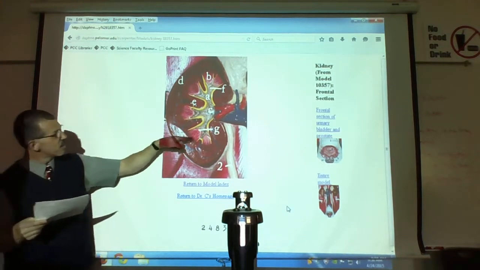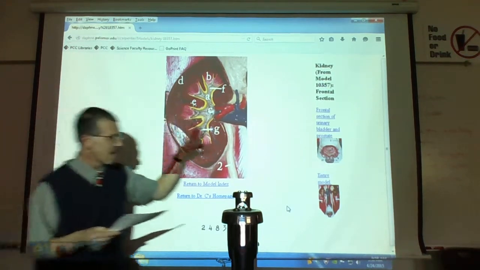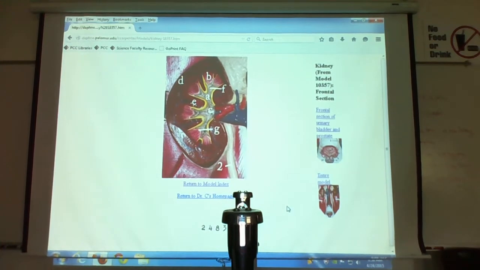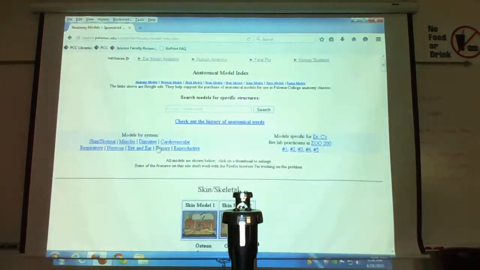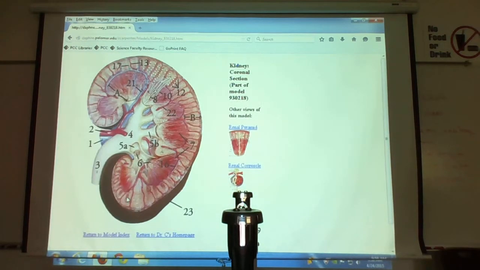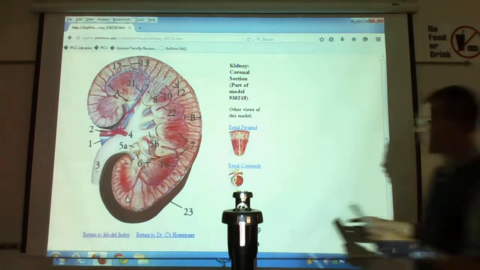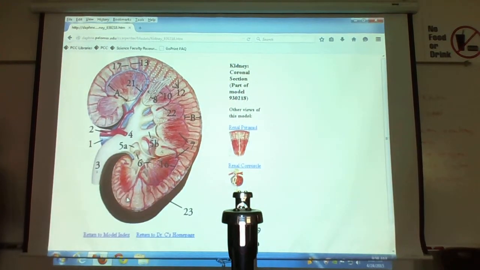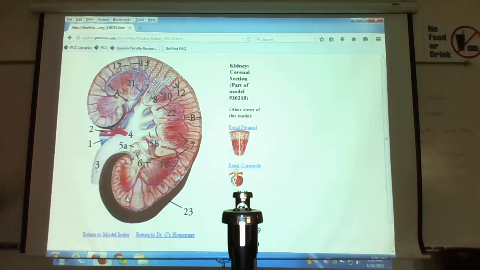Then you'll notice that there's all these structures inside. So I'm going to pick a different model. We're going to start looking at the structures inside the kidney. Kidney. Let's go. Alright, so we're going to start with number 23. This brown thing on the very outside of my kidney. It's a layer. Capsule, renal capsule, kidney capsule, fibrous capsule, perirenal capsule.